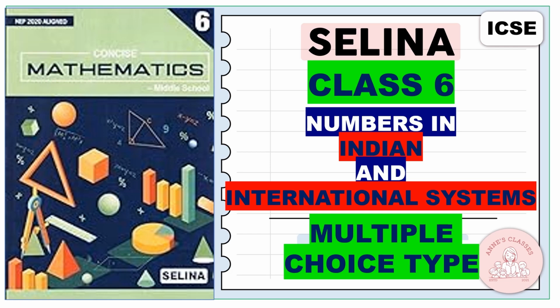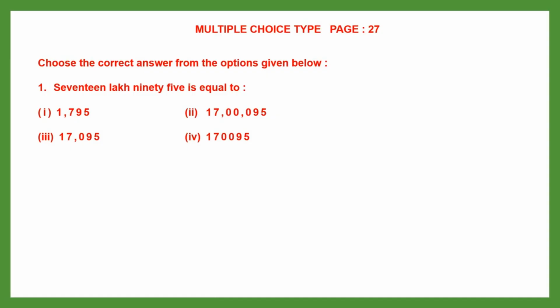Let's do numbers in Indian and international systems, the multiple choice type questions. So the multiple choice type, you're beginning. Choose the correct answer from the options given below. 17 lakh 95 is equal to which of these numbers? So the first question is 17 lakh.